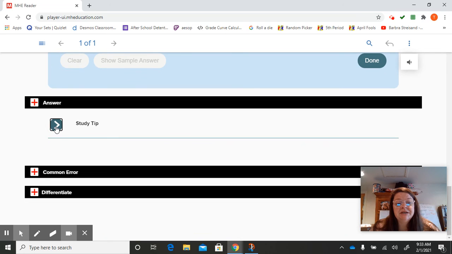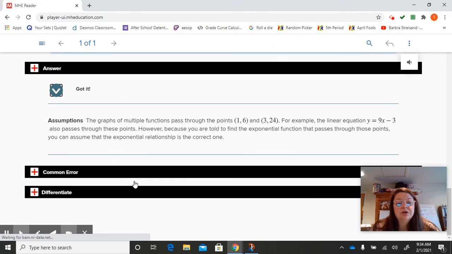And here is your study tip. The graphs of multiple functions pass through the points (1, 6) and (3, 24). For example, the linear equation y equals 9x minus 3 also passes through these points. However, because you were told to find the exponential function that passes through these points, you can assume that the exponential relationship is the correct one.